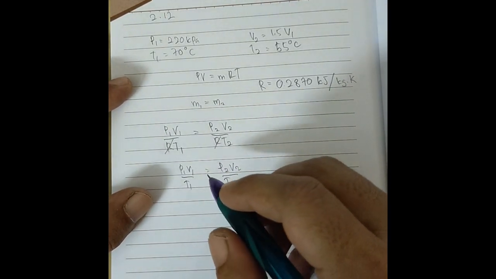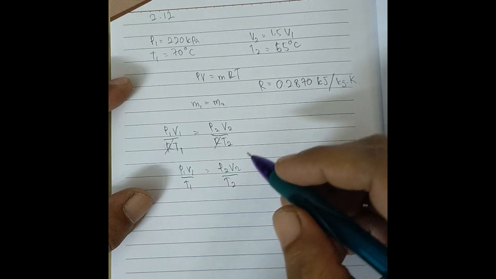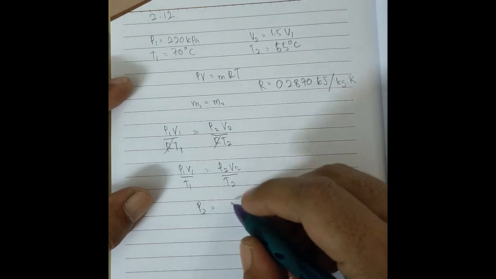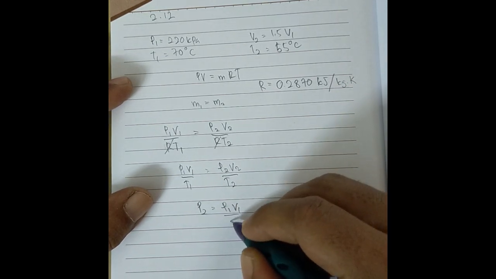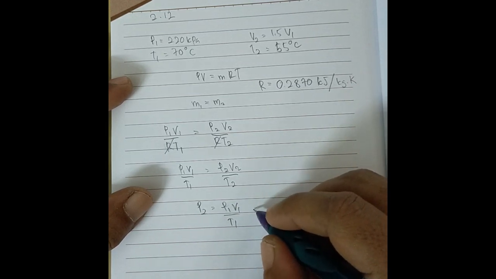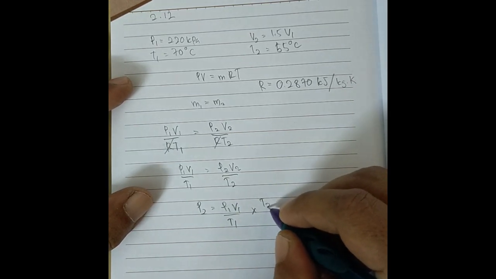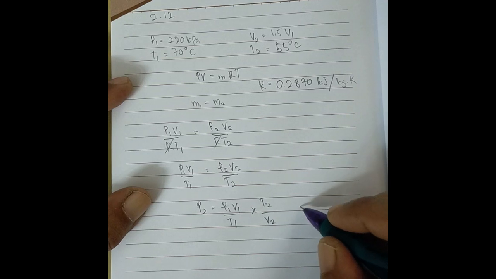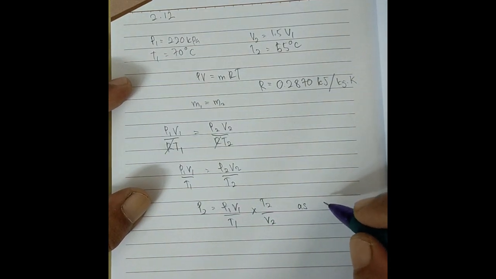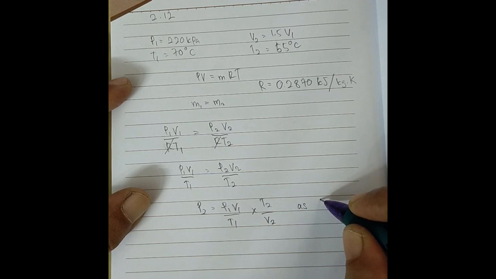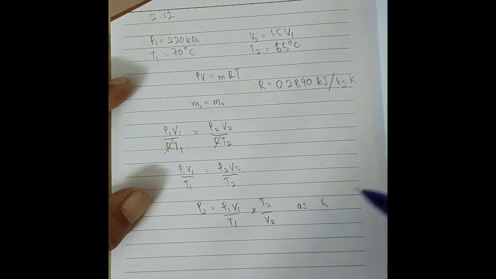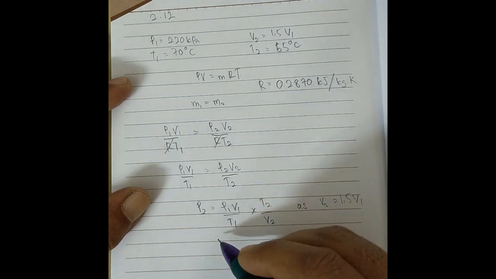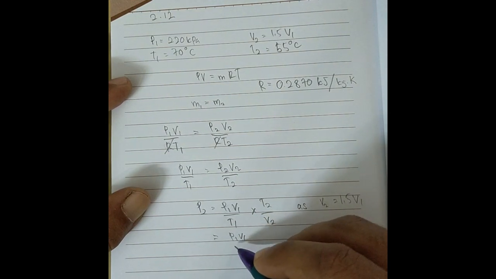The question is to determine the final pressure P2. Rearranging the equation, you get P1 V1 over T1 times T2 over V2. As V2 is equivalent to 1.5 V1, you can substitute it into your equation.